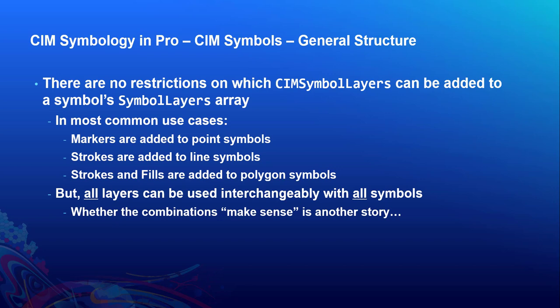Now, there are no restrictions on which CIM symbol layers can be added to a symbol layers array. Yes, in the most common use cases, we see markers are added to point symbols. Of course, strokes get added to line symbols, and strokes and fills are added to polygon symbols. But there are no restrictions that say it has to be that way. Any of the symbol layers can be used interchangeably with any of the CIM symbols.